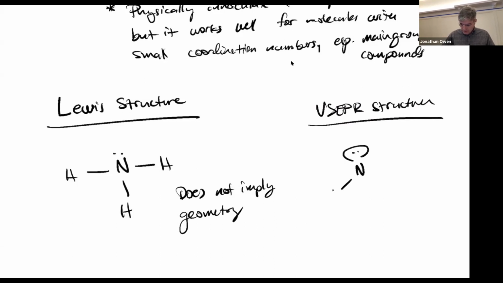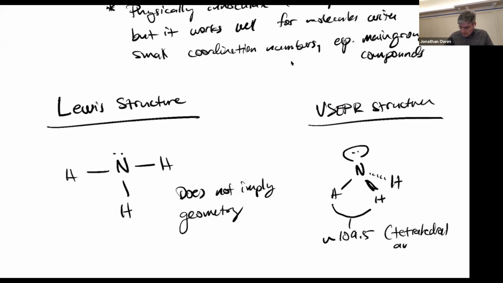People will do this kind of thing. And this is an indication here that, in this shape, the hydrogens in this molecule take on the tetrahedral angle, which is 109.5. Note that the experimental angle is not 109.5, it's less than that. It's 107.3. Okay, so what's going on with that?